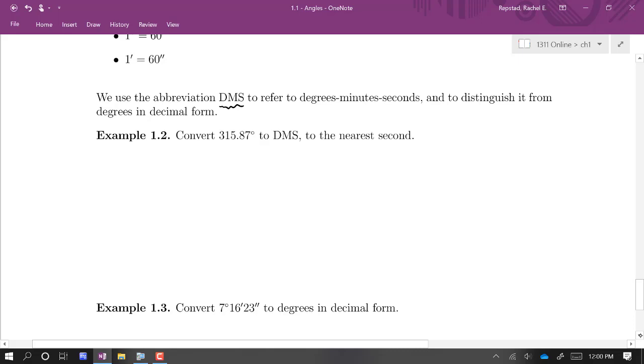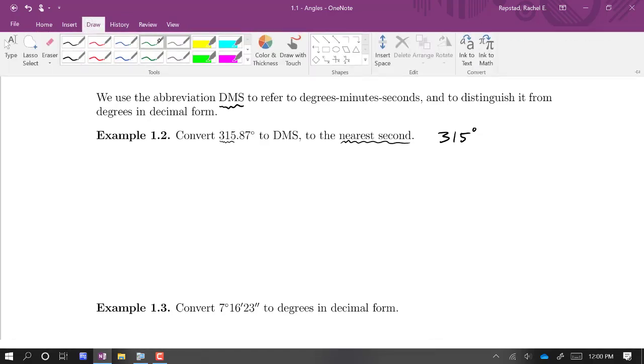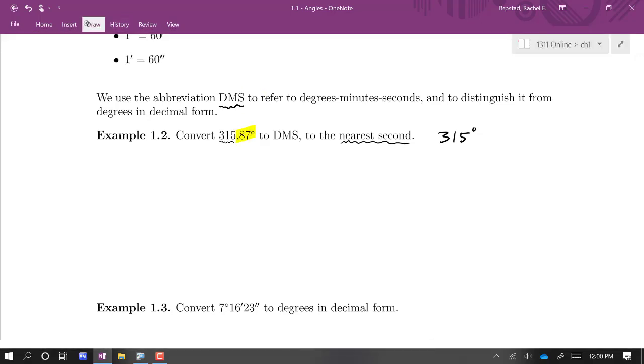So I know that my answer is going to look like so many degrees, so many minutes, so many seconds. And it's a whole number of seconds because it says to the nearest second. So I already know part of it. I know that the whole number of degrees we have is 315. It's just converting this 0.87 degrees into minutes and seconds. I just don't know how many minutes, how many seconds, and that's what we're going to find out. So the first thing I'm going to do is convert 0.87 degrees to minutes.